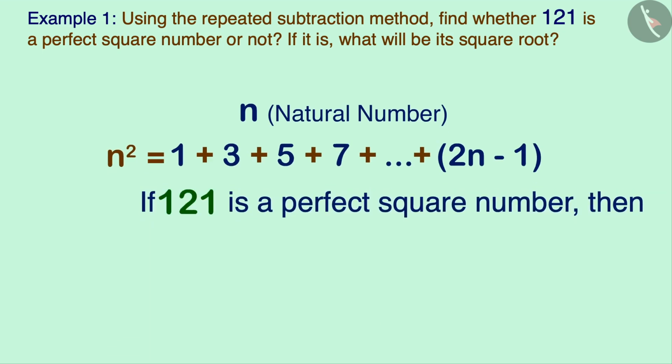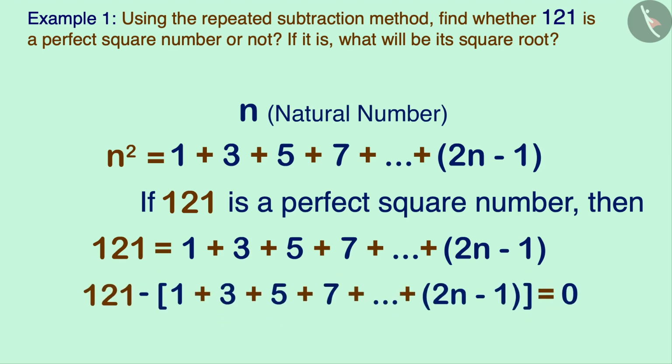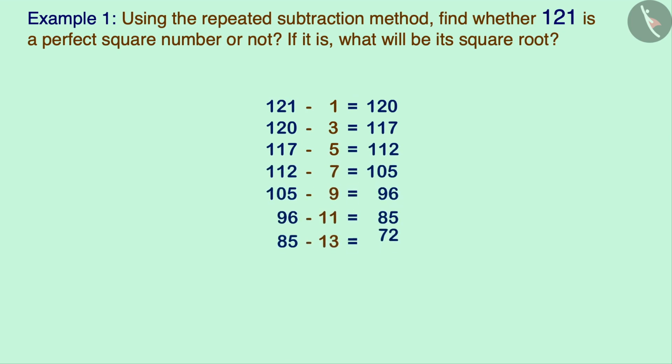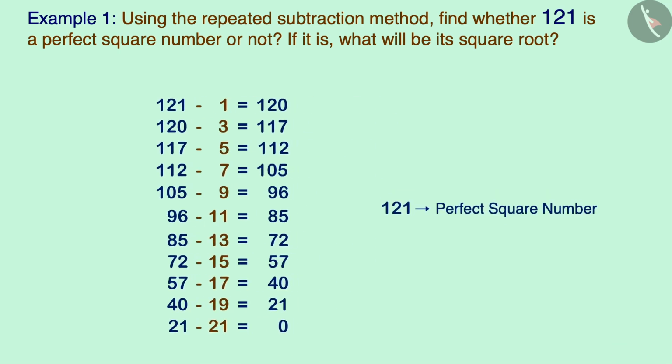So if the number 121 is a perfect square number, it will be equal to the sum of the first n consecutive odd numbers, and if we subtract these consecutive odd numbers from 121, we get 0. Like 121 minus 1 equals 120. 120 minus 3 equals 117. Similarly, we will continue to subtract the consecutive odd numbers, which will give us 21 minus 21 equals 0 at the end. This shows that the number 121 is a perfect square number.